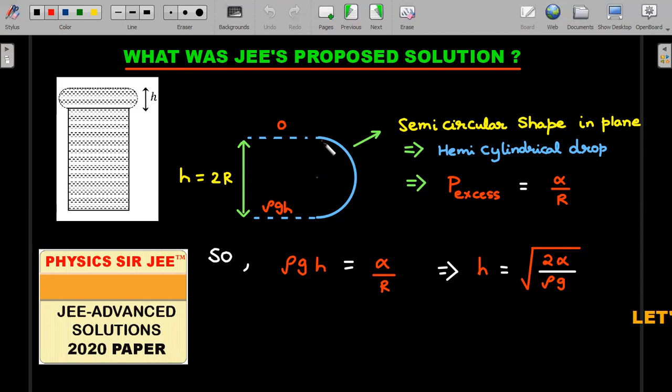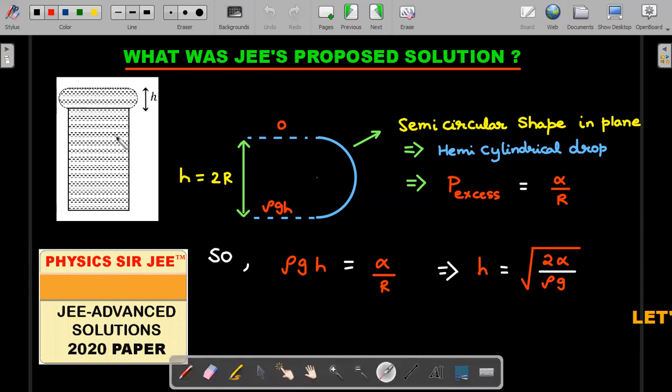Since he's assuming this is semicircular, which means this is all uniform pressure, it has to be, right? Because outside, if it is uniform and the curvature is the same throughout, then the pressure inside should be the same. That is where the flaw lies. Let's go ahead with the flaw. Okay, so the value of rho gh here should be equal to alpha by r, and h is anyway 2r. Therefore, if you substitute for h in terms of r and rearrange, you end up getting that particular root 2 alpha by rho g, which was given as the final key.